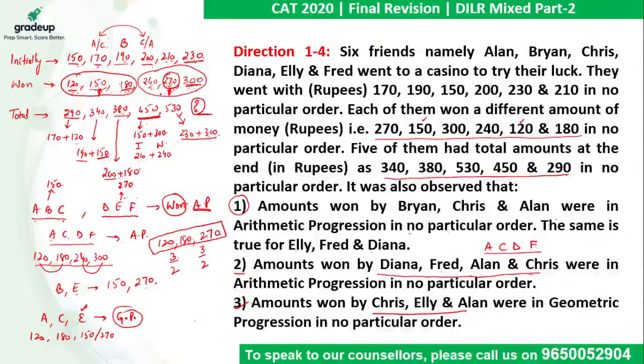Likewise, when it comes to D and F now, that is 240 and 300. We have already checked that 300 has only one combination, with 230, which amounts to 530. So this 230 must have belonged to either D or F. Now, when it comes to 240, out of all, it has only one combination here, which is with 210. So 240 and 210 adds up to 450. So 240 will not be combined with anyone else.